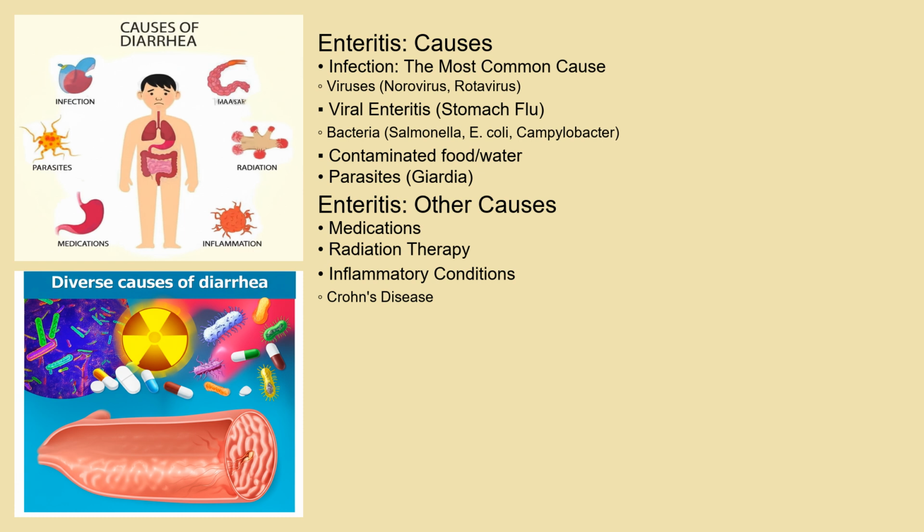So, what exactly causes enteritis? Well, the culprit is usually an infection. Viruses like norovirus and rotavirus are frequent offenders, leading to viral enteritis, commonly known as the stomach flu. Bacteria such as Salmonella, E. coli, and Campylobacter can also trigger enteritis, especially through contaminated food or water. Parasites like Giardia can also be responsible. Less commonly, enteritis can be caused by certain medications, radiation therapy, or underlying inflammatory conditions like Crohn's disease.